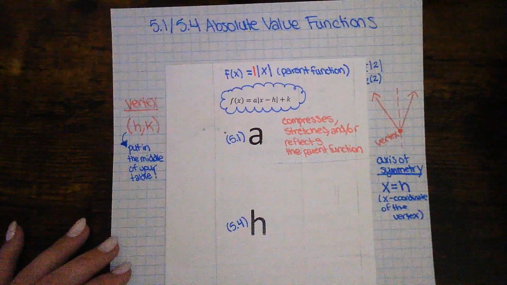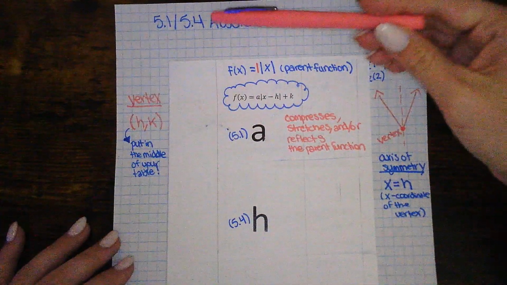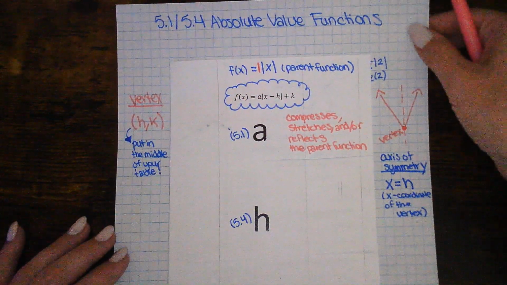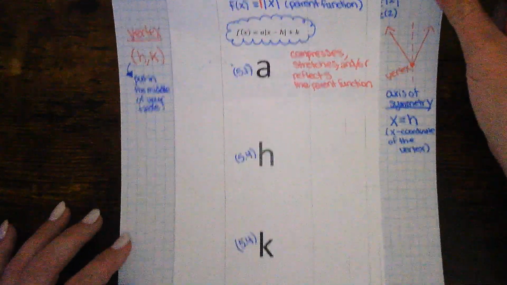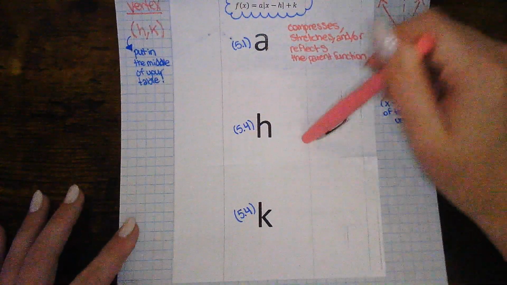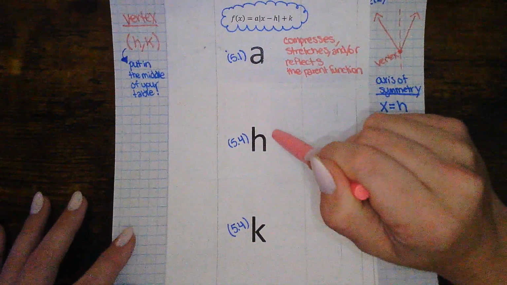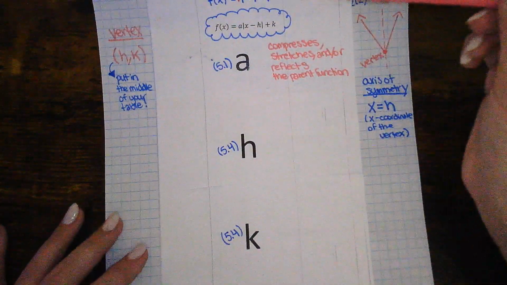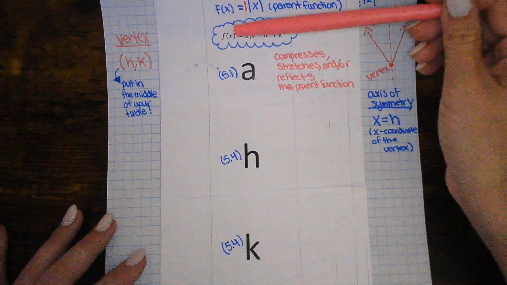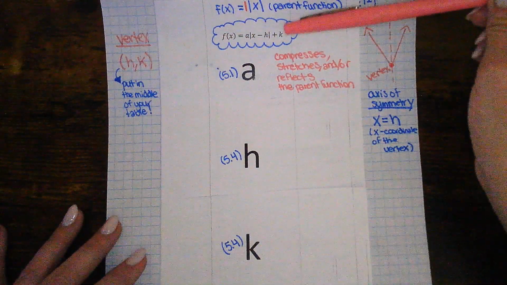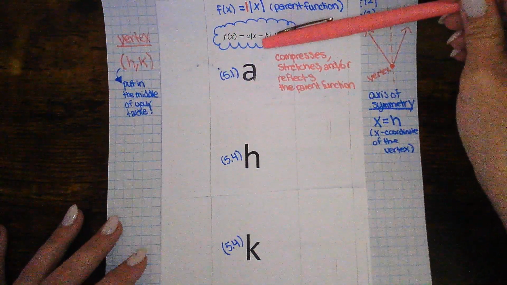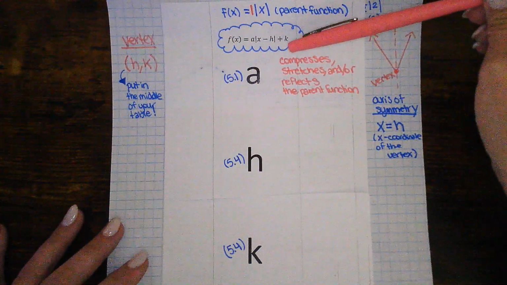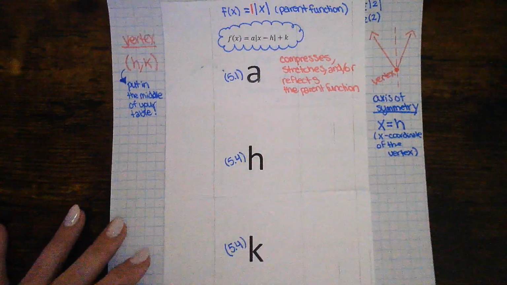Right, so today we're going to talk about section 5.4 of absolute value functions, which is the transformation of those functions, and specifically the transformation with the variables h and k in that function. So remember that our formula for an absolute value function is f of x equals a times the absolute value of x minus h plus k.